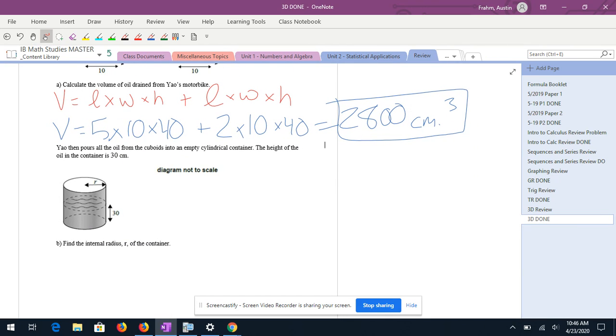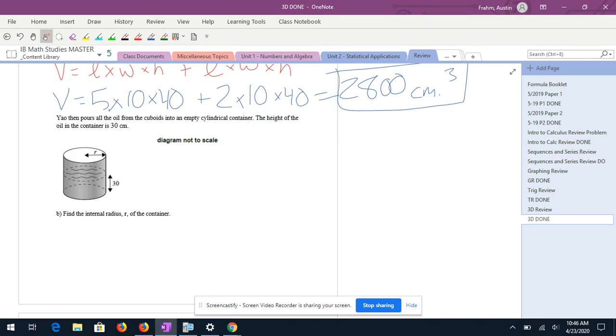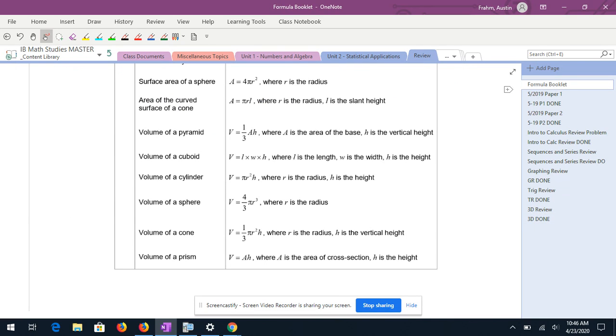Before part B, it says Yao then pours all of the oil from the cuboids into an empty cylindrical container. The height of the oil in the container is 30 centimeters, and in part B, they want us to find the internal radius R of the container. So we need to know how to find the volume of a cylinder. So again, if I go to my formula booklet, the volume of the cylinder is right here, which is pi r squared h. So I'm going to use that formula for part B.